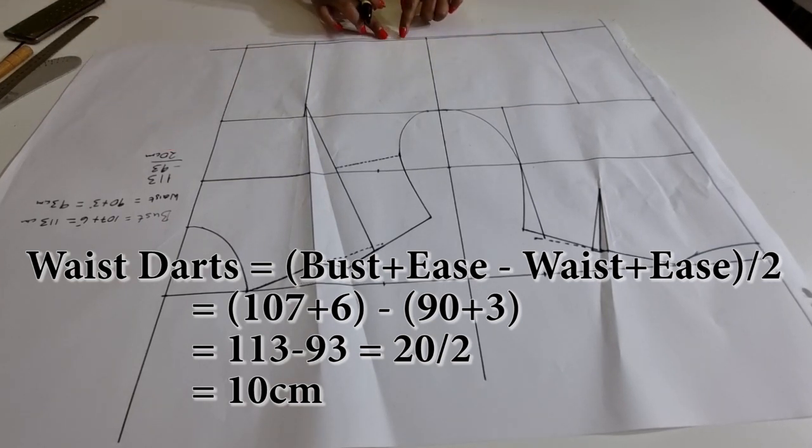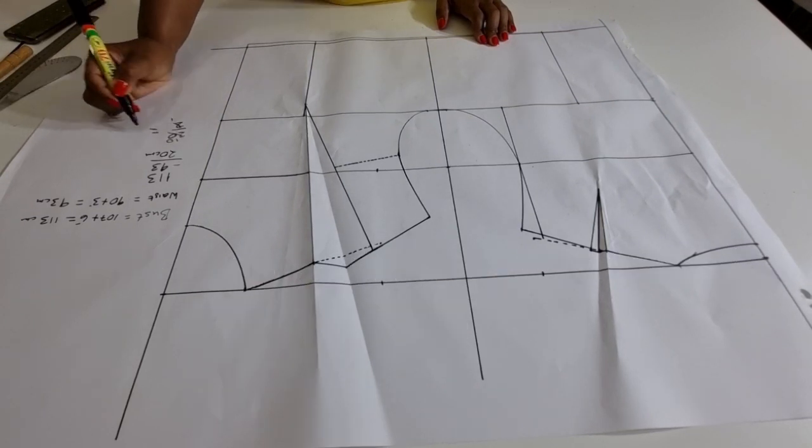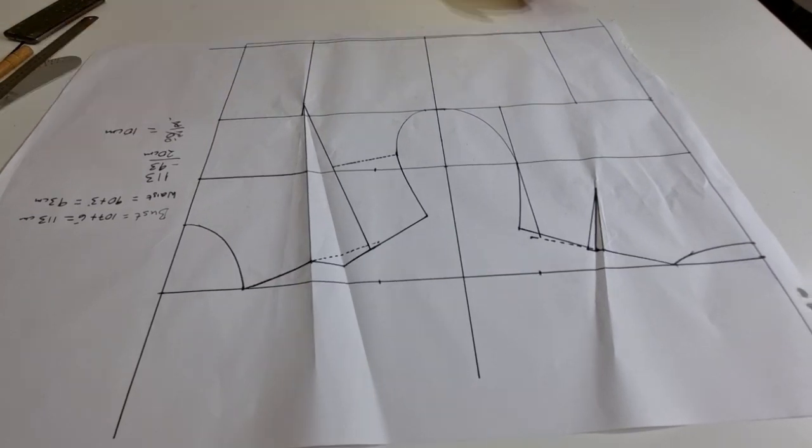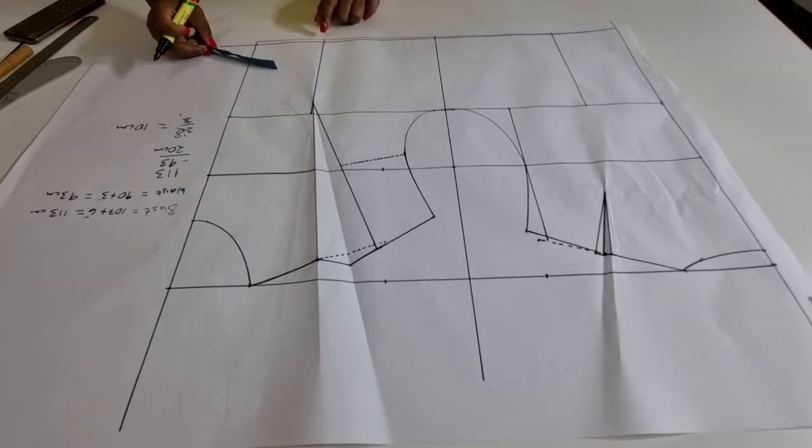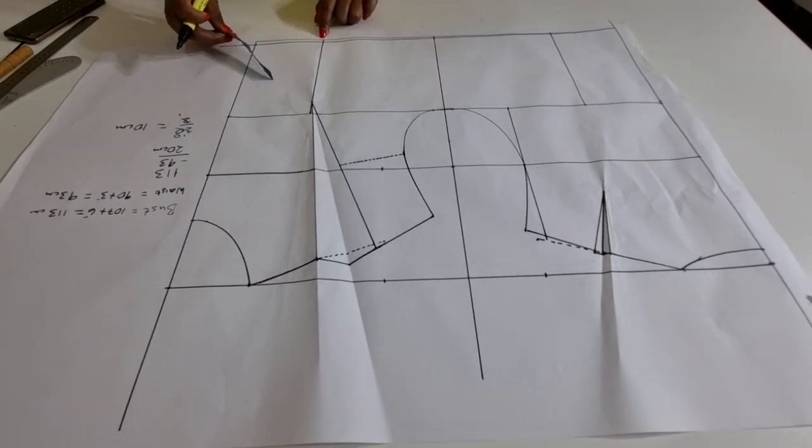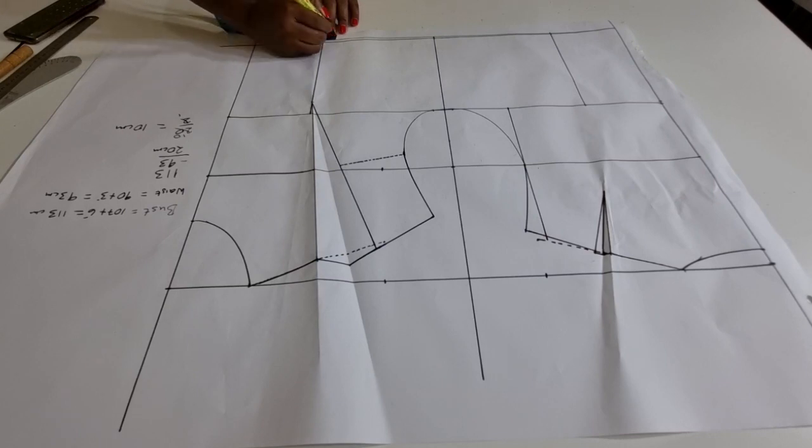But remember, this is half of our basic bodice. So we are going to divide 20 by 2, and the answer is 10 centimeters. So in total, we are supposed to subtract 10 centimeters along the waistline. So we are going to take away 4 centimeters along the front, which is going to be 2 this side, and then another 2 this side.